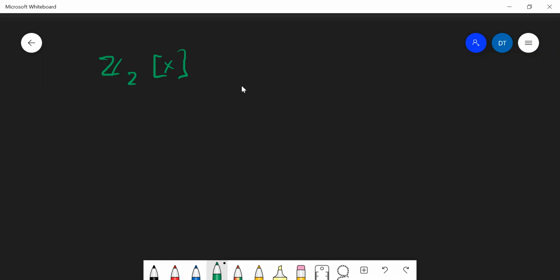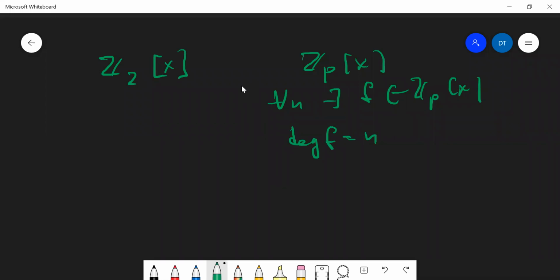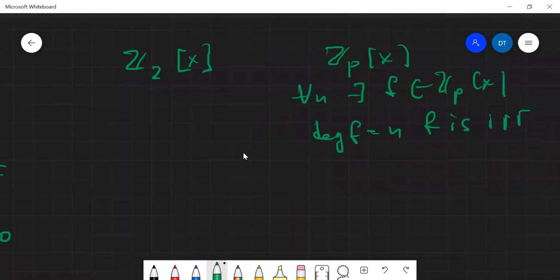Well, first of all, you should know the answer. For any degree, you can find an irreducible polynomial of this particular degree. It works for any field Zp. So if you consider this field, then for any n, there is a polynomial f in Zp[x] such that the degree of f is equal to n and f is irreducible. So it's always possible to find an irreducible polynomial of a given degree, but it's hard to find one.